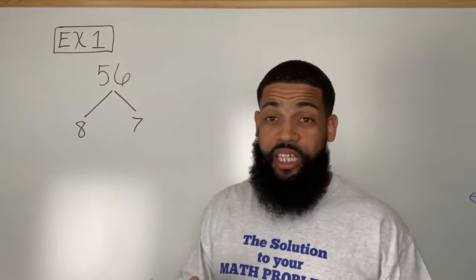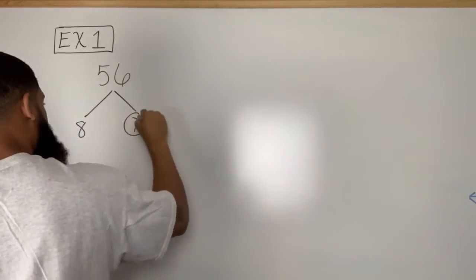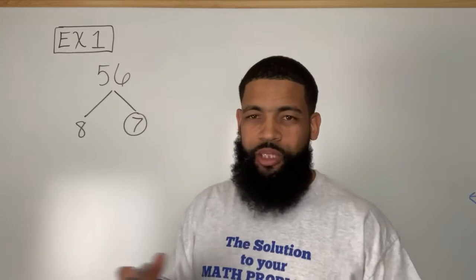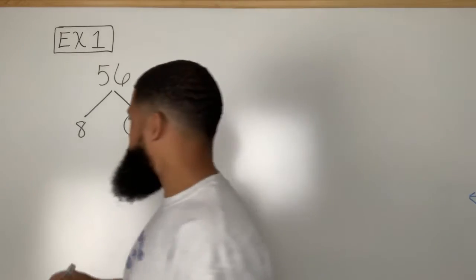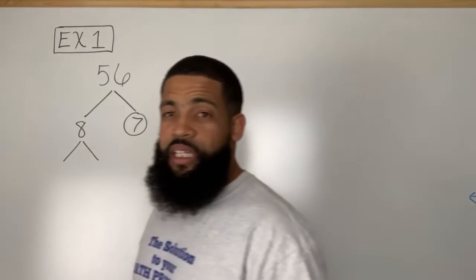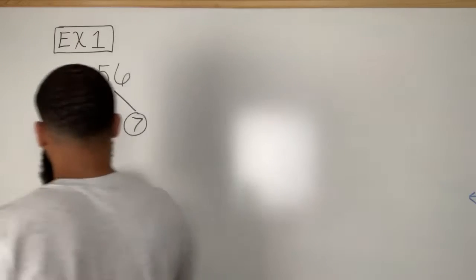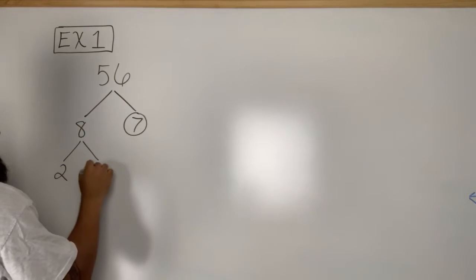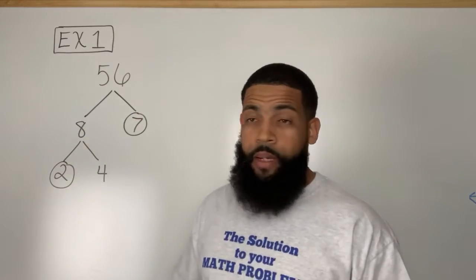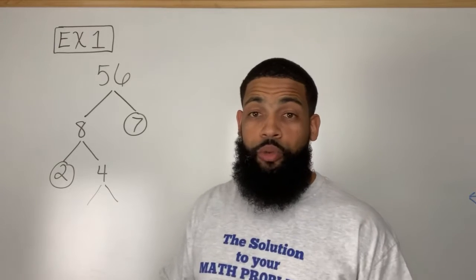Now, 7 is a prime number, so I'm going to go ahead and circle it because whenever you get to a branch that has a prime number, you can circle it. You don't have to. It's up to you. I just do that for notation purposes. But now I want to break this 8 down because it can be broken down because it's composite. So 8 can be 2 times 4. 2 is a prime number, so I'm going to circle it. But now 4 is not prime, so I can break 4 down to 2 times 2.